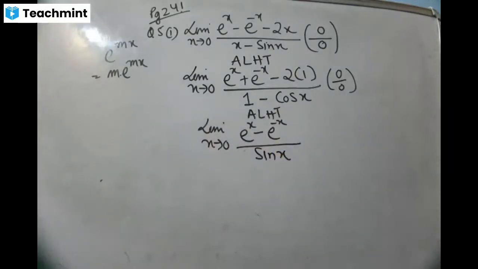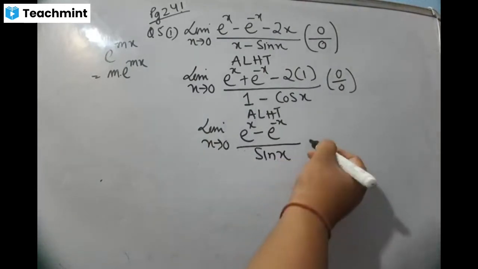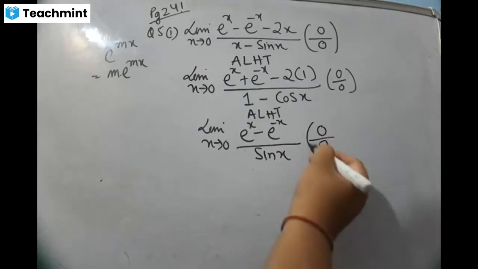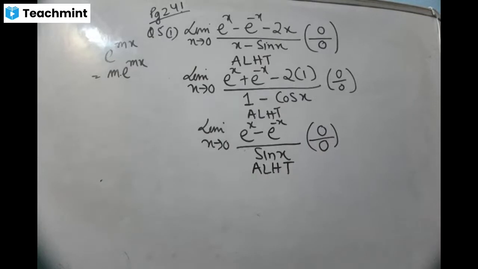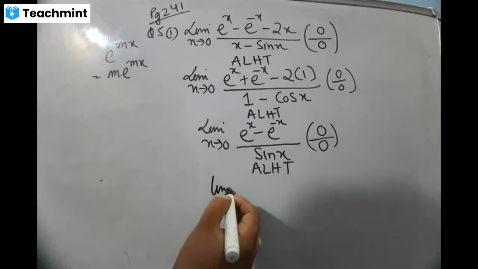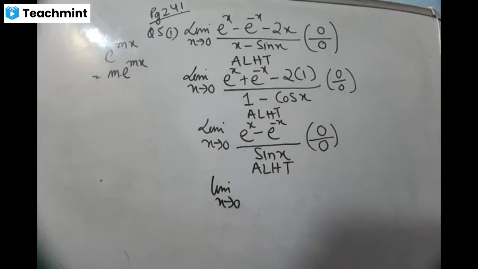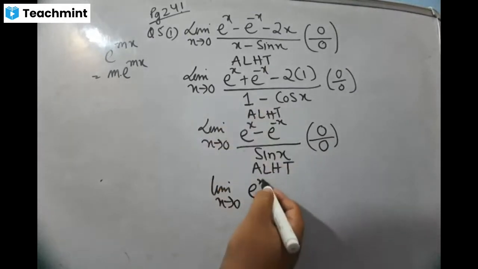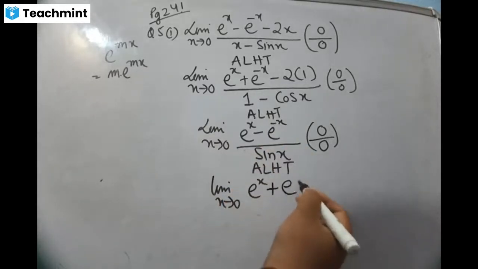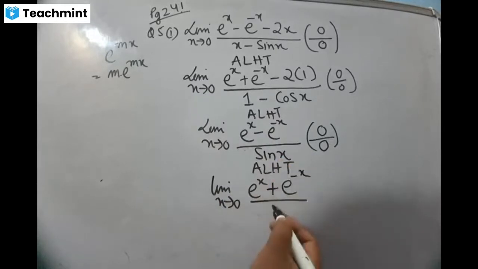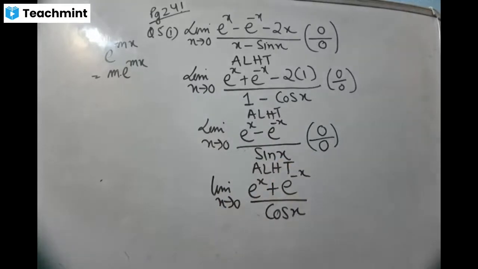Now again repeat the process. Put the value of x in the denominator. What is sine 0? Everyone knows that it is 0. So still we are getting 0 by 0 form. So applying L'Hospital's theorem, maximum is 3 times. So when you apply L'Hospital's theorem, what do you get? Limit x tends to 0, derivative of e to the power x is e to the power x. What is going to happen to this minus? Minus comes in front. So minus into minus is plus e to the power minus x divided by derivative of sine x, which is cos x.